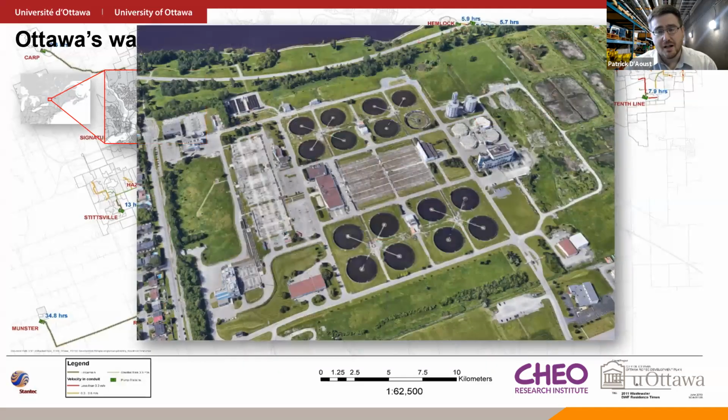The plant is the Robert O. Pickard Environmental Center, or ROPEC for short. It's a conventional activated sludge plant that does primary treatment and removes BOD, and then basically sends the outflow to the river. So there's no nitrification or anything else in this plant.